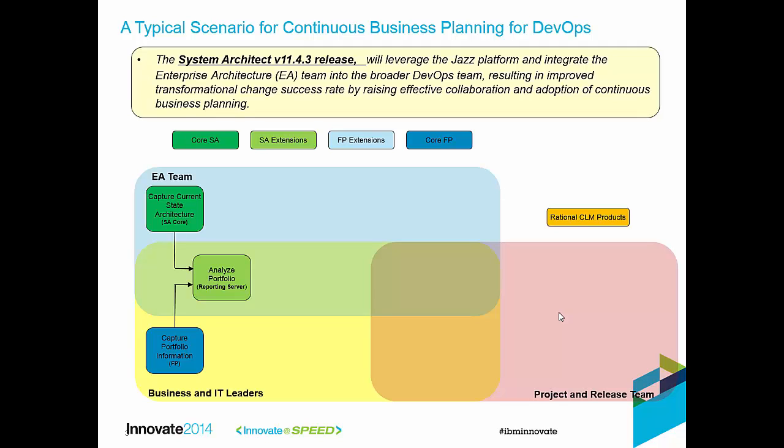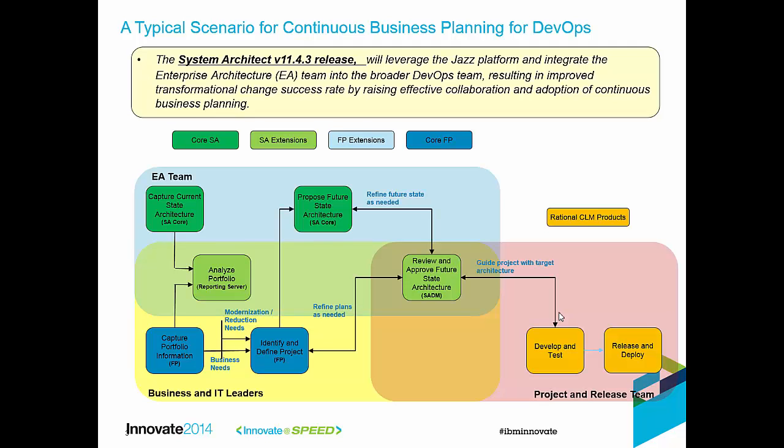So these two solutions coming from EA and Focal Point feed into our analysis, which we call the reporting server, otherwise known as DP&E. That in turn generates new needs, perhaps projects that need to be developed, and that in turn results in a future state architecture being proposed. And again, that's done in SA.